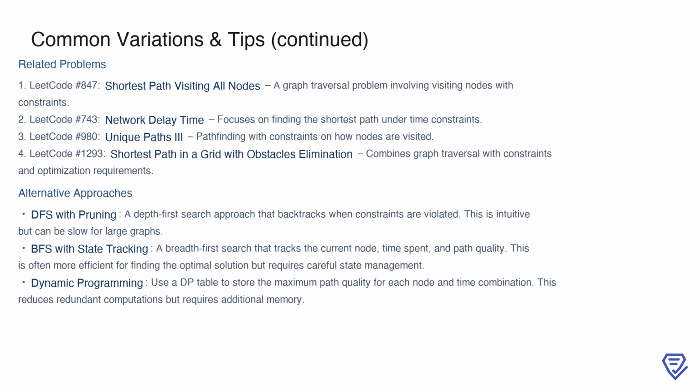Lastly, dynamic programming can be helpful, as it uses a table to store the maximum path quality for each node and time combination. This reduces redundant computations but comes with higher memory usage. Each of these approaches has its strengths and trade-offs, so understanding when to apply them is valuable.